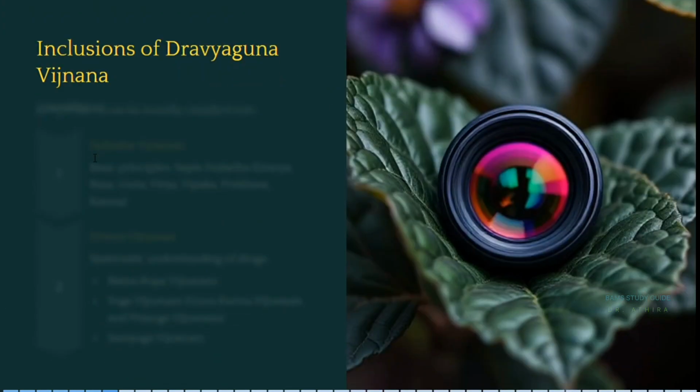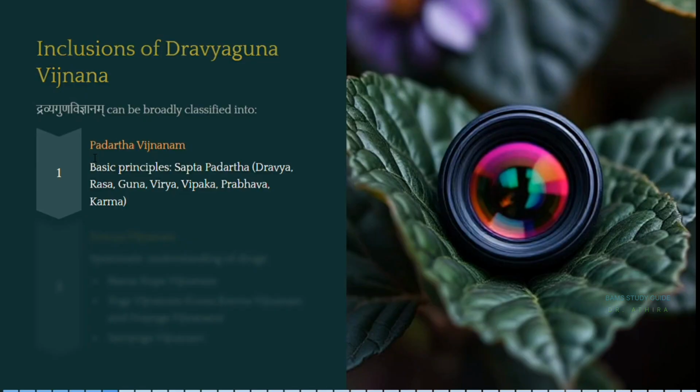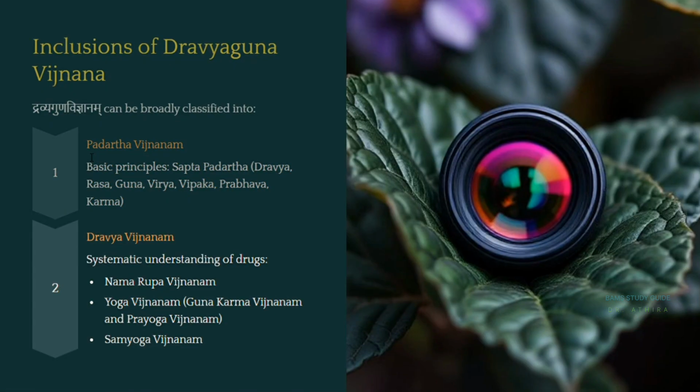Dravyaguna Vijnana can be broadly classified into different sections. It begins with Padartha Vijnana, which includes the basic principles like Sapta Padartha, which is Dravya, Guna, Rasa, Virya, Vipaka, Prabhava and Karma. Next is Dravya Vijnana, which deals with the systematic understanding of drugs. This includes Namarupa Vijnana, Yoga Vijnana, covering Guna, Karma and Prayoga, and finally Samyoga Vijnana.